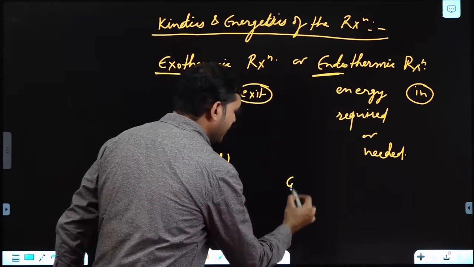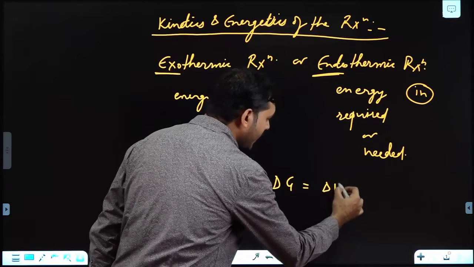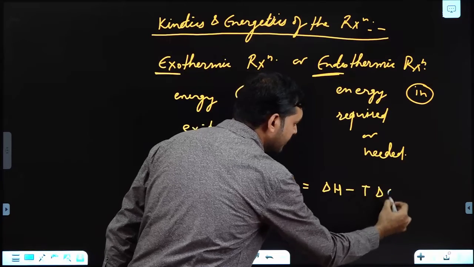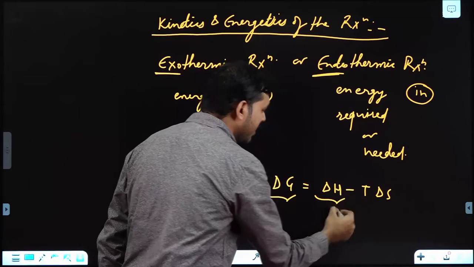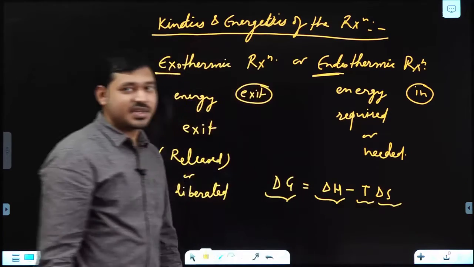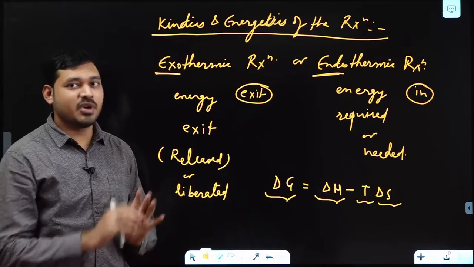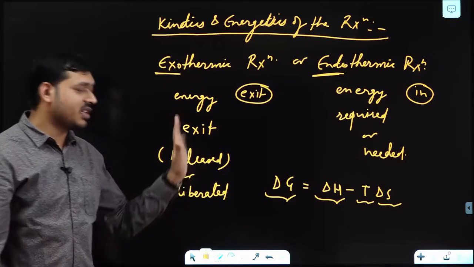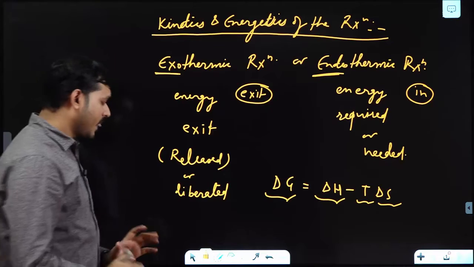As we know, delta G equals delta H minus T delta S. Okay, this is your Gibbs free energy change. That is your enthalpy change of the reaction, temperature, and entropy change of the reaction. As we all know, if the delta G is negative, then the reaction is spontaneous. So we have to study the thermodynamic phenomena of the reactions as well. Okay.